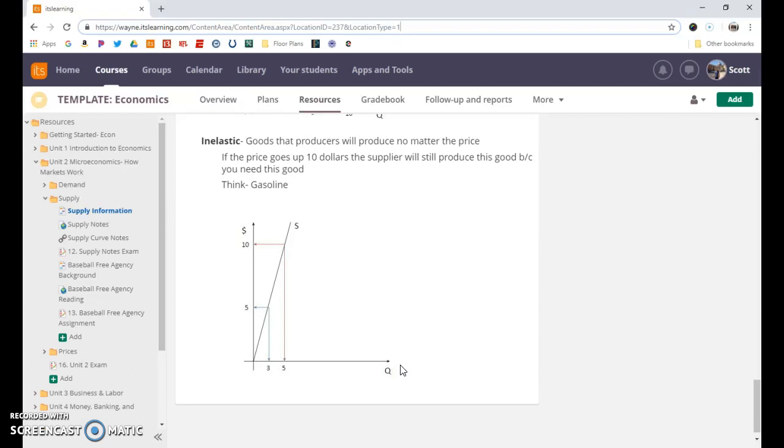All right, so this is just an introduction to supply. We'll talk about in our next video the combination of supply and demand, also known as prices.